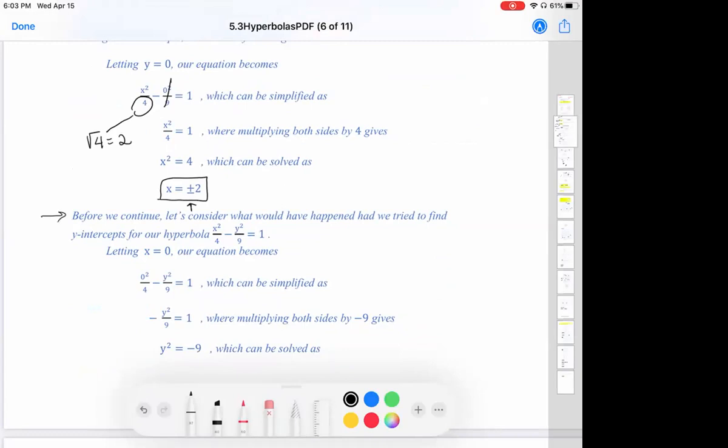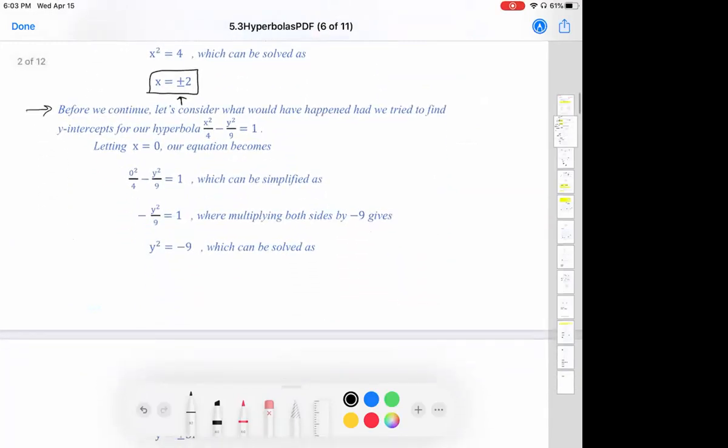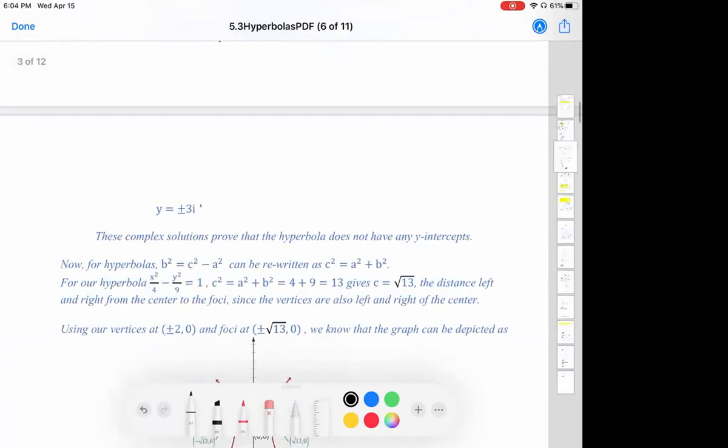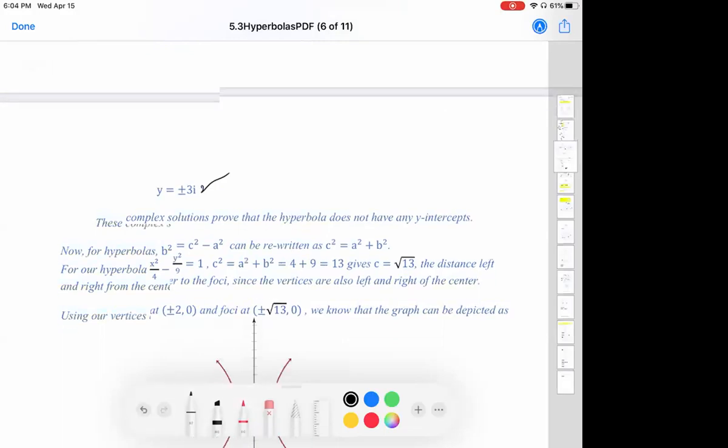Now for your y, something funny will happen. Before we continue, let's consider what will happen if we try to find the y-intercepts for the hyperbola. Remember, it doesn't open up and down. So we let x be 0, so that term is gone. If we solve for it, we get y squared equals negative 9, which can't happen. You get an i, and there's no i in a coordinate plane. There's x's and y's, but no i. These complex solutions prove that the hyperbola does not have any y-intercepts.